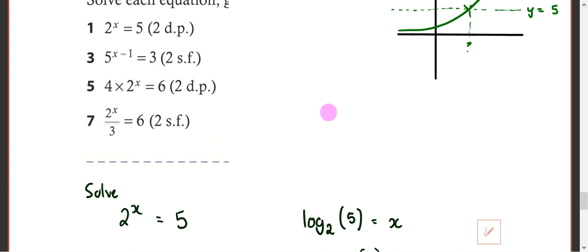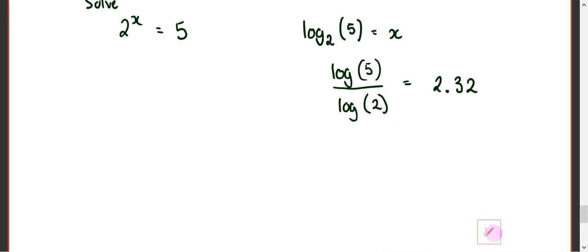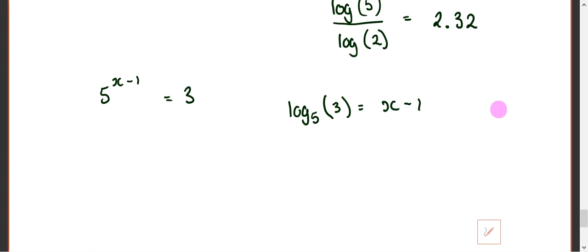Let's have a look at the next one. 5 to the power of x minus 1 equals 3. Okay, again, logarithmic statement. What is it? Log to the base 5 of 3 equals x minus 1. And then we do what we've done in the past anyway. If we add 1 to both sides, we've got log to the base 5 of 3 plus 1 equals x.